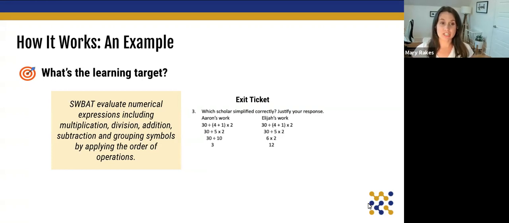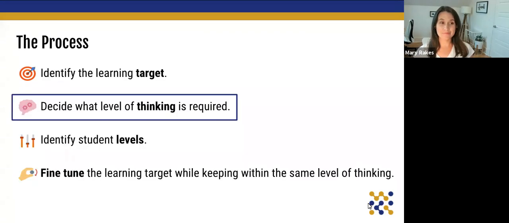This is the 3rd question. It asks which scholar simplified correctly, justify your response, and then it has 2 examples. So we want students to choose, justify, do all of those things. So we've already identified the learning target. Pretty simple first step.